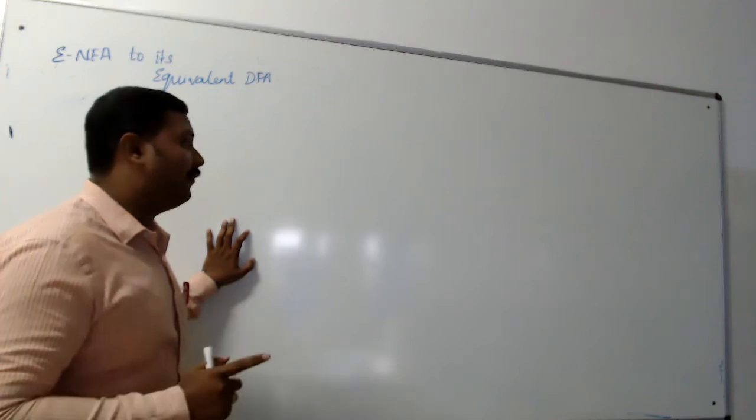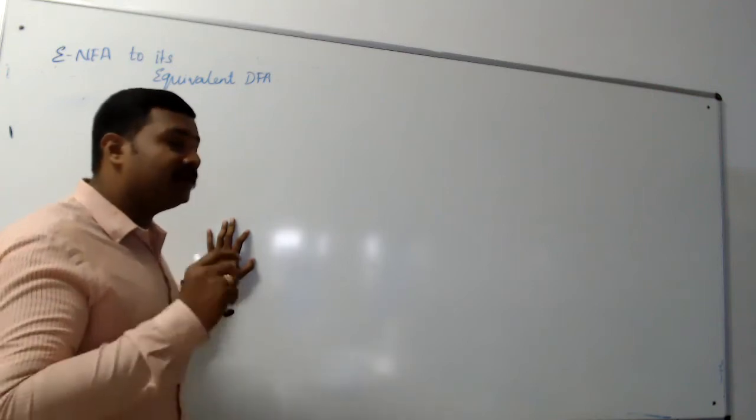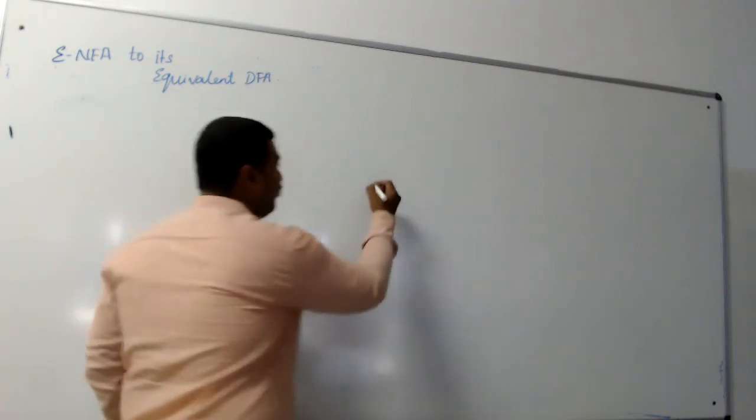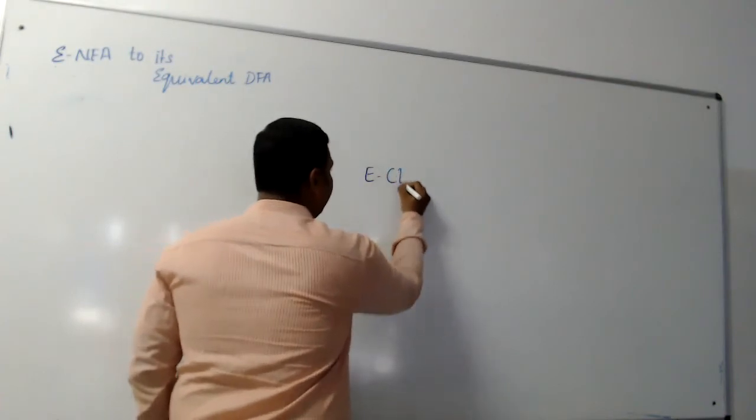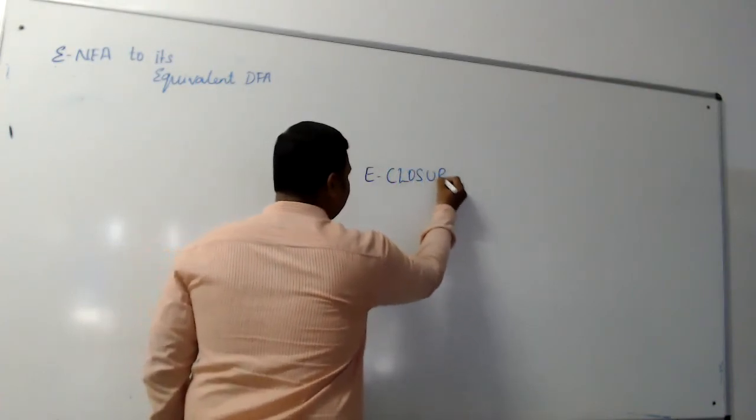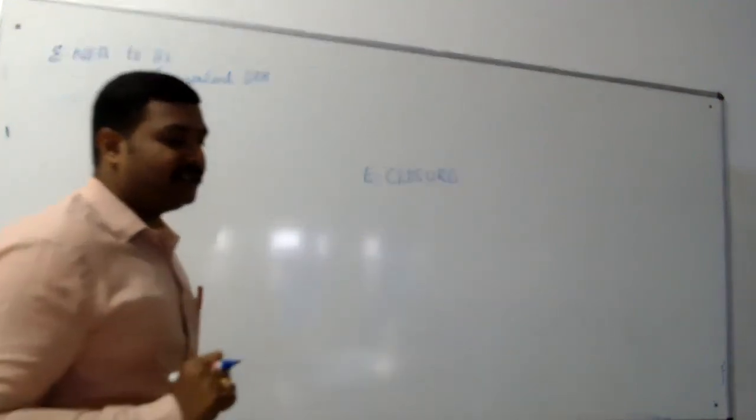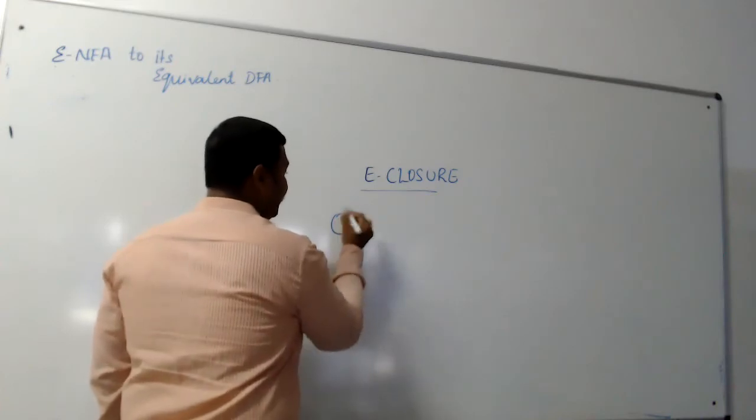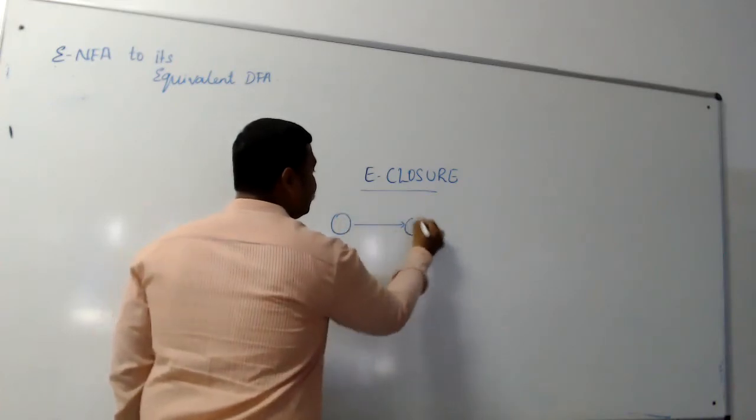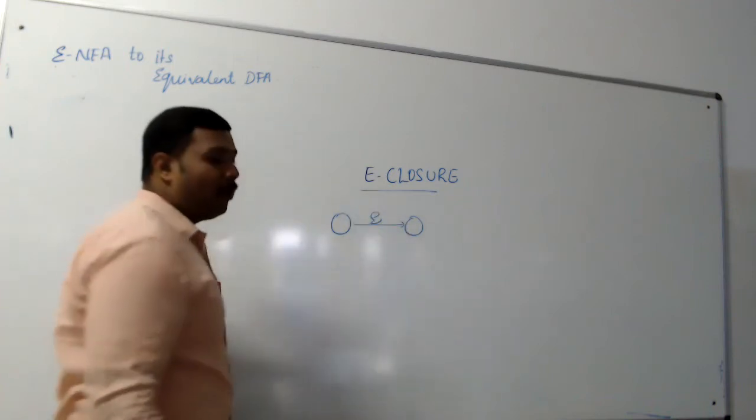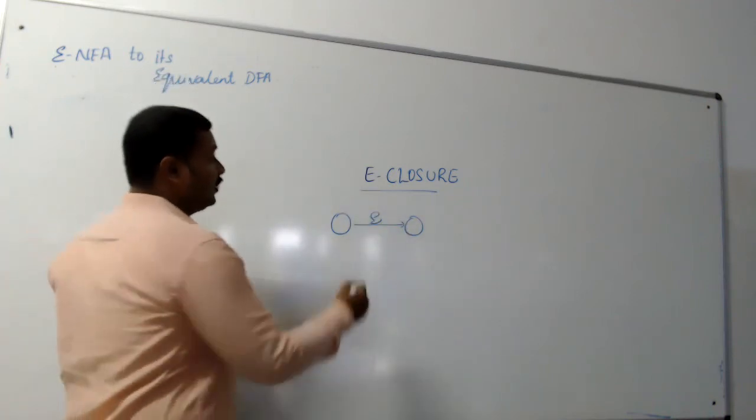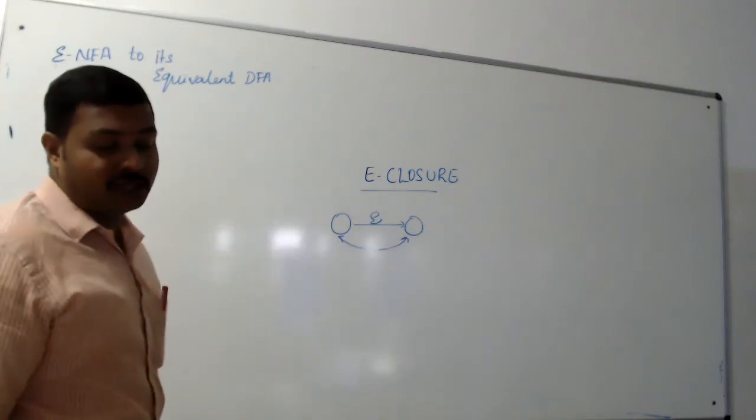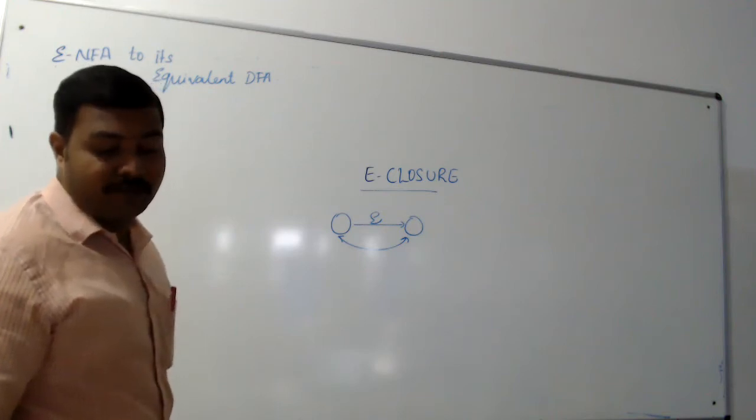To convert this epsilon NFA, you need to go with the E-closure concept. So what is this E-closure? E-closure is a concept where from any state to any state, if there exists a transition upon epsilon, then that particular state has some transition. That is E-closure. E-closure of that particular state will be considered.